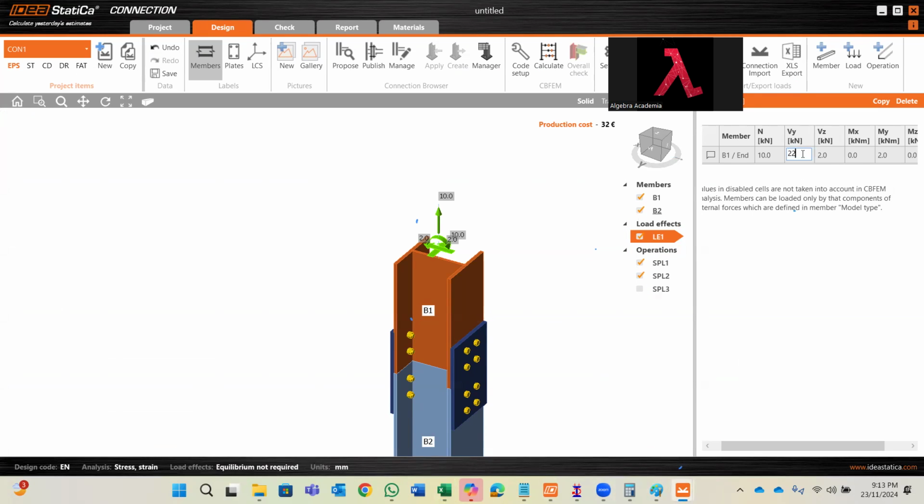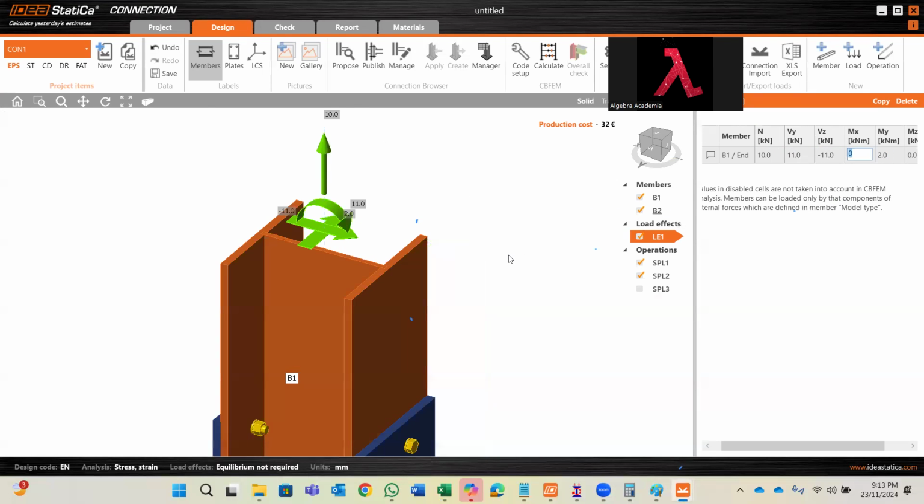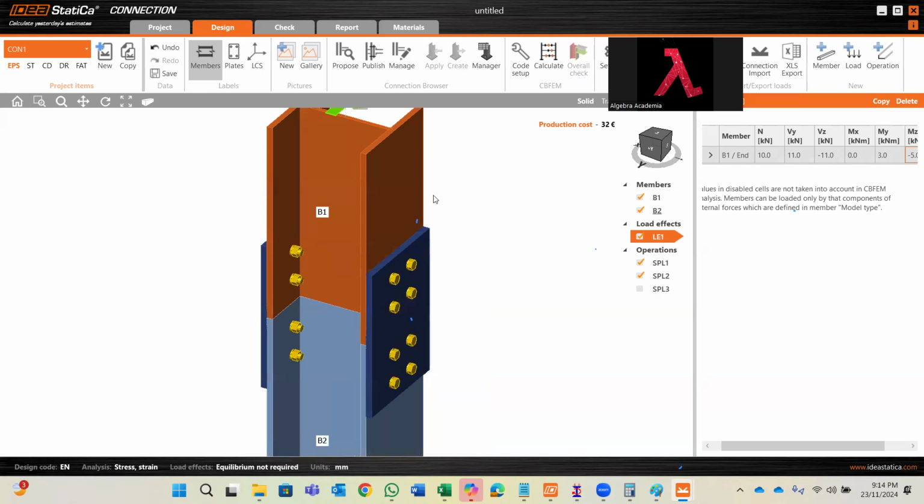So I'll go back here. Okay, then 11, 11, minus 11. Now, coming back to the moment, Mx is 3, no, My is 3, and Mz is minus 5. Okay, clear, right? So this is the minor axis moment. This is the major axis moment. Okay. Now going with the plate thickness.